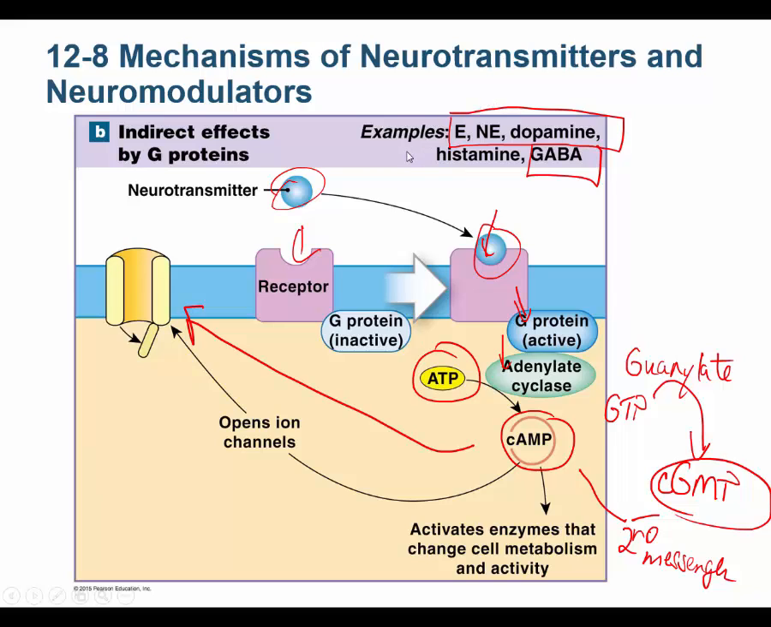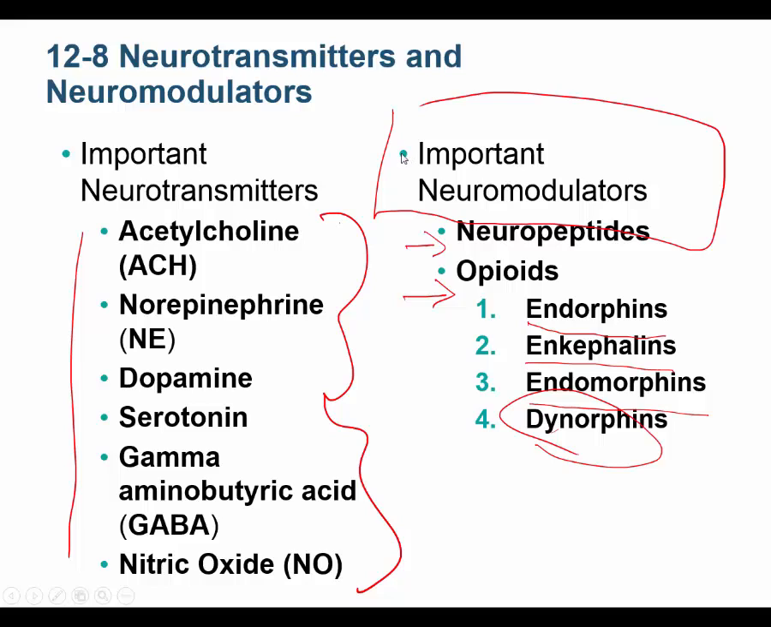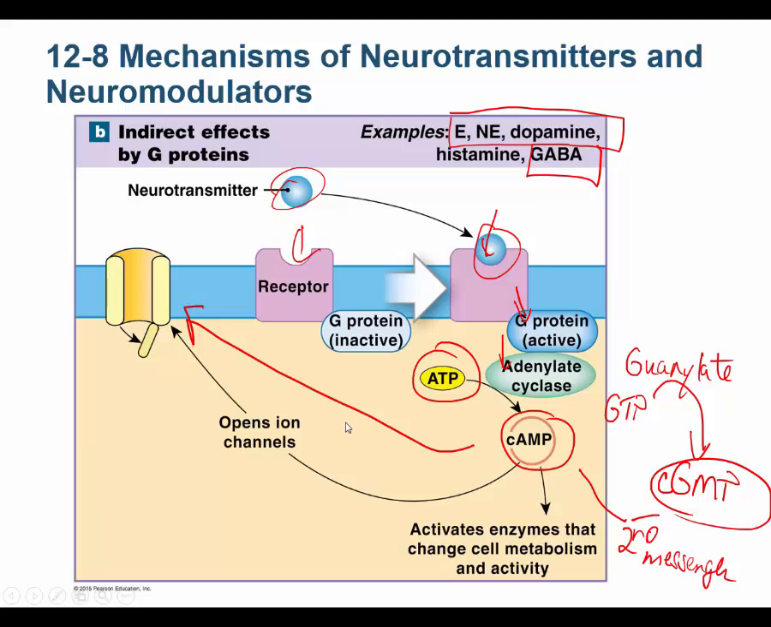Let me go back and show you something. In this list, look at norepinephrine, and by the way, very similarly related to norepinephrine is epinephrine. There's dopamine, there's GABA, gamma aminobutyric acid. See, these neurotransmitters have indirect G protein effects. And you can see those indirect G protein effects right here with epinephrine, norepinephrine, dopamine, and GABA, gamma aminobutyric acid.